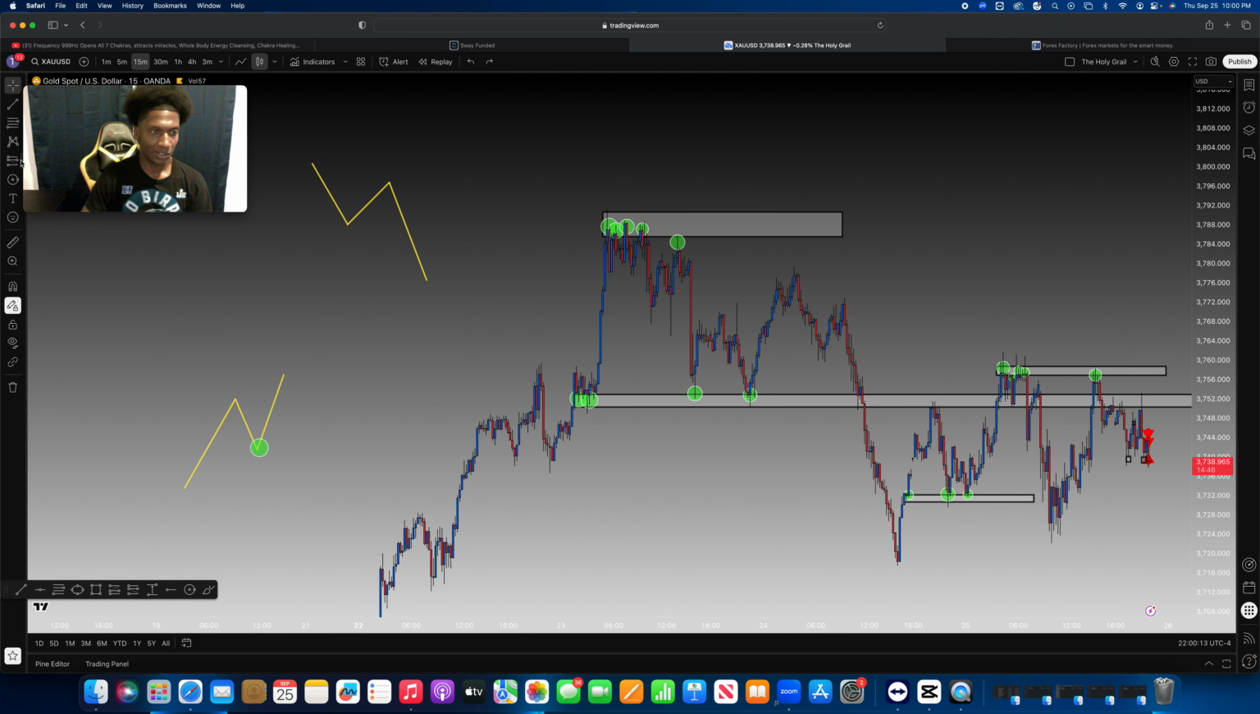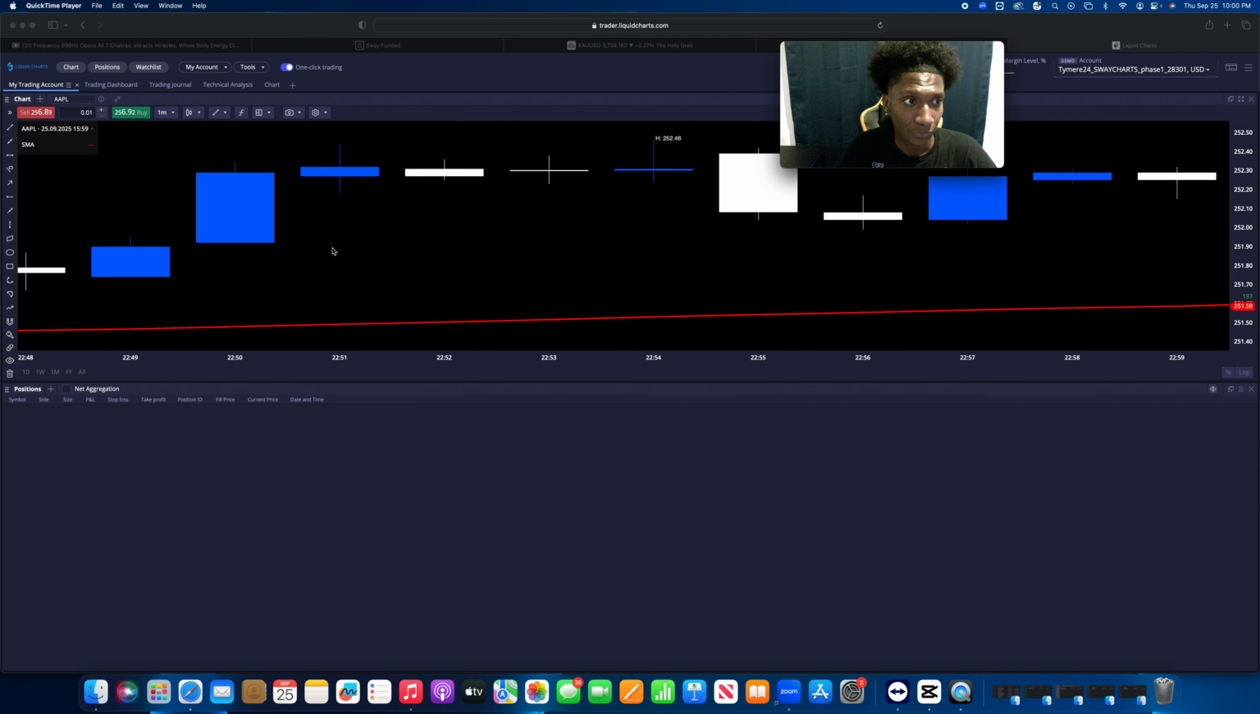I know mine looks a little different, but it's essentially the same thing. I'm not going to lie to you. You've got your sell button, your buy button, and you want to buy. So you would hit the buy button, and as soon as you hit buy, you want to do something called set your stop loss.